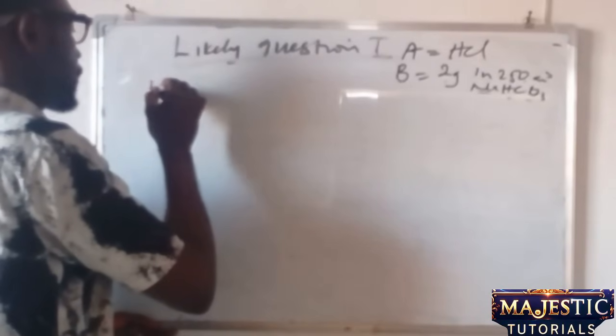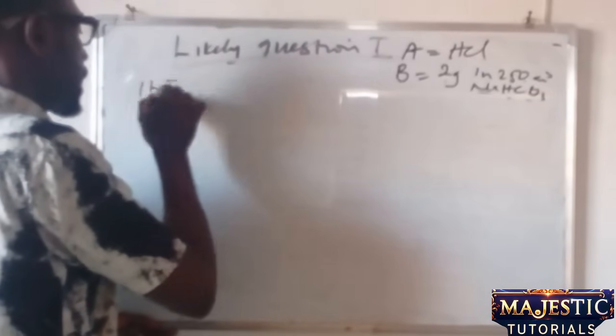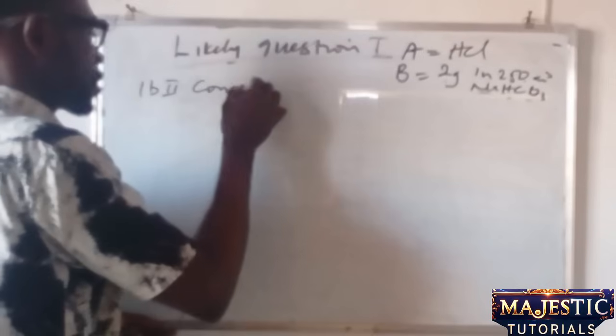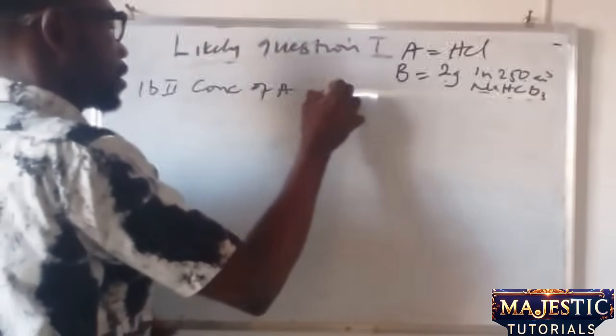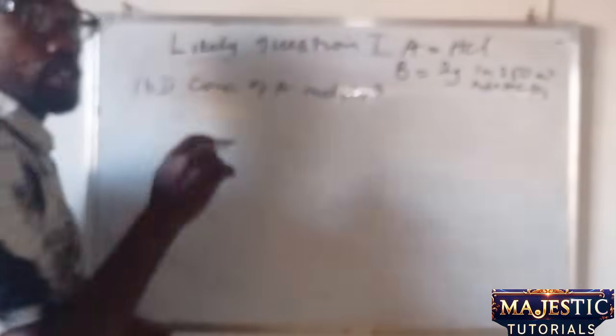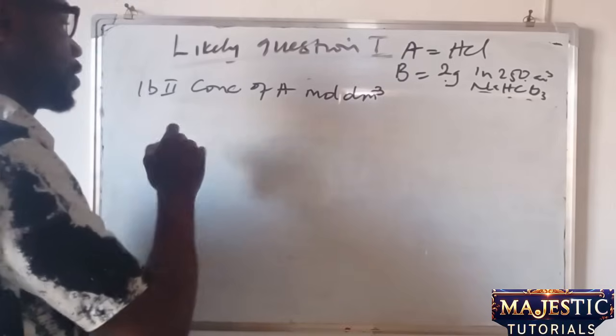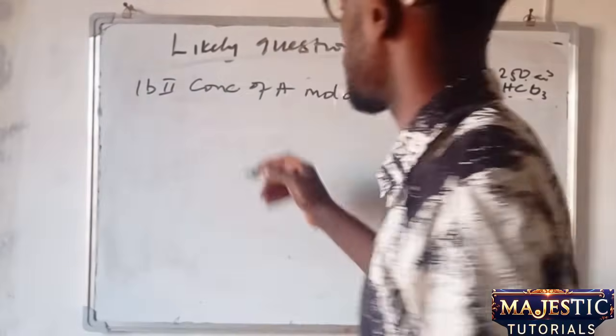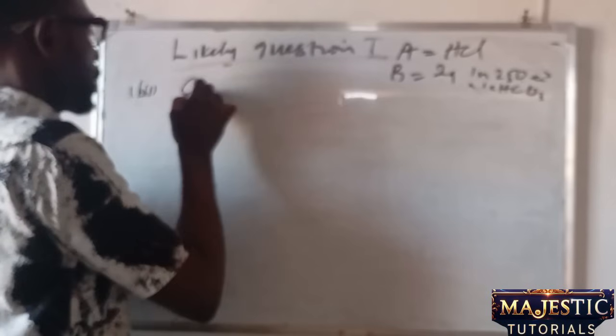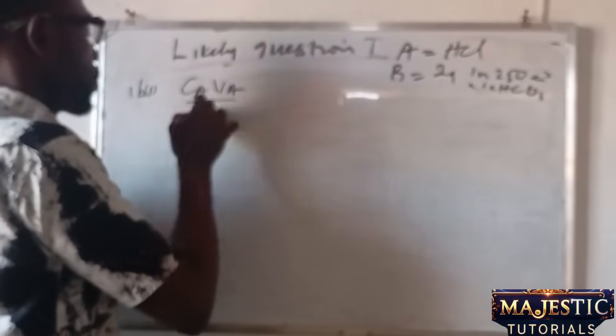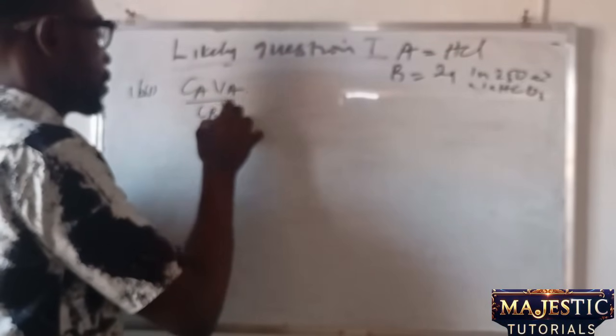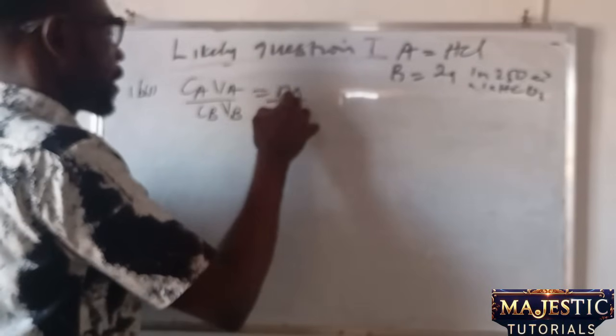So we are solving 1B(ii): concentration of A in mole per dm cube. This is where you have to apply the formula. My students funnily call it the Carver formula: CaVa over CbVb equals Na over Nb.